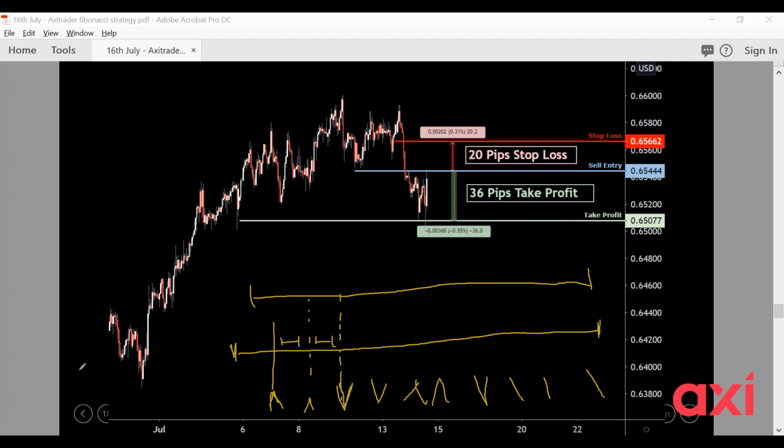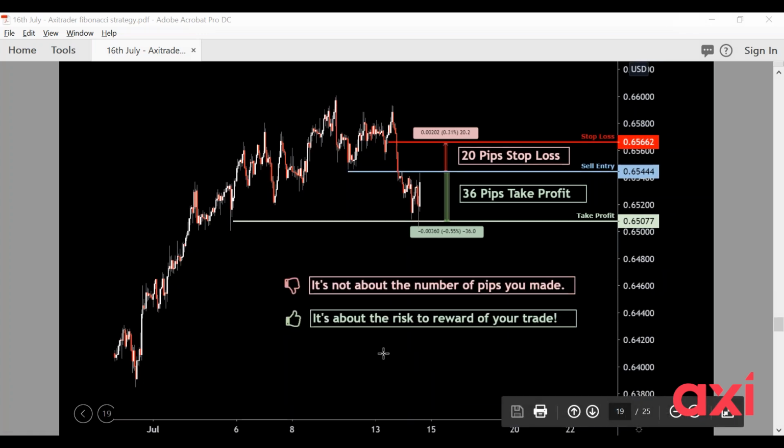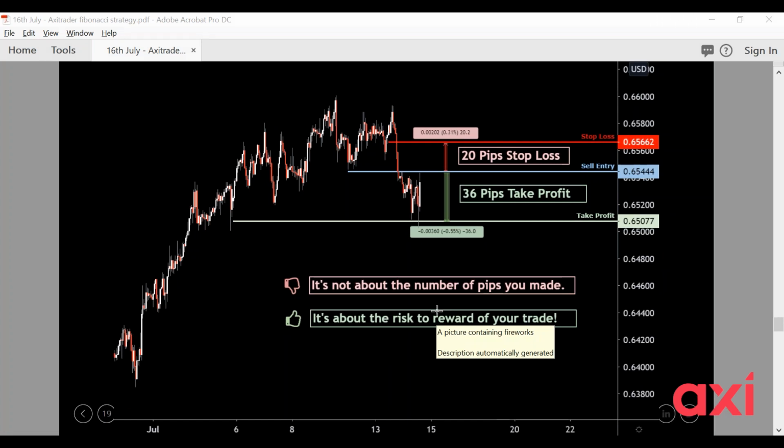Okay, now moving on from here. Let me just erase it. That is the reason why I prefer scalping. The thing is, it's not only about the number of pips you made, but it's also the risk to reward of your trade.